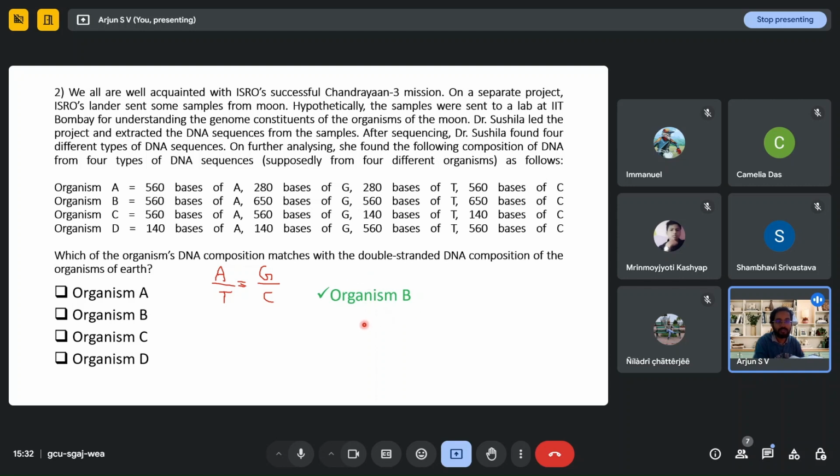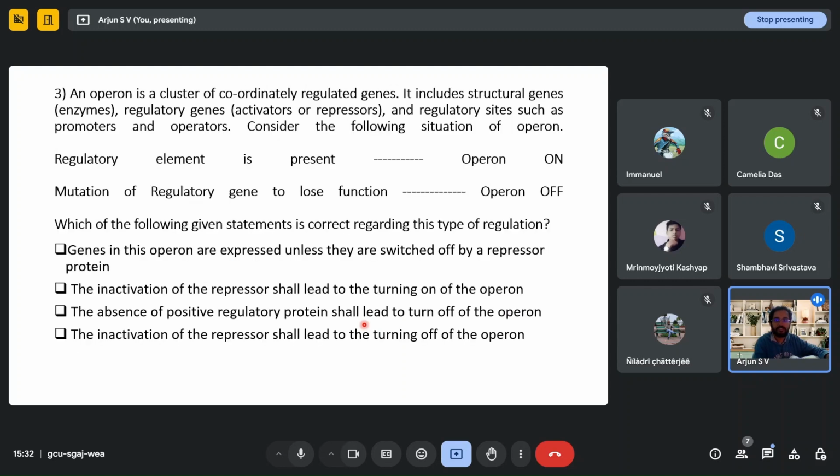Okay then. So I'll quickly move on to the next question as well. So the third question is, an operon is a cluster of coordinatedly regulated genes. It includes structural genes, that is enzymes, regulatory genes, activators or repressors, and regulatory sites such as promoters and operators. Consider the following situation of operon. So in this particular operon, this is going to be the situation.